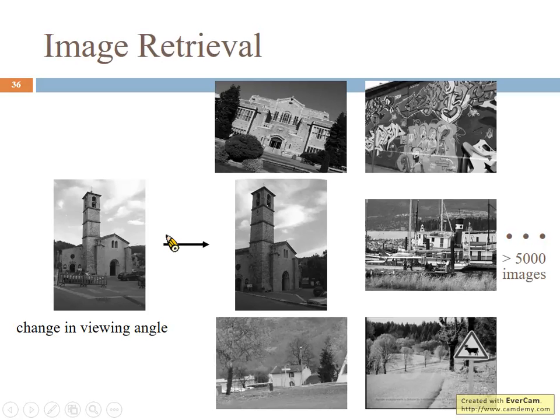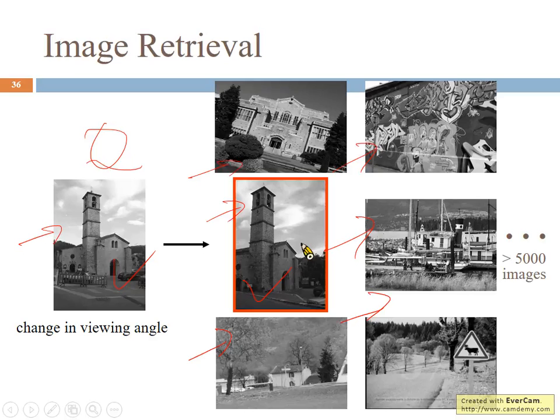We can use the SIFT descriptor to do image retrieval. Given a query image like this, we just compare this image with images in the database. The way we do this is we extract SIFT descriptors from the query image, and we also extract SIFT features from all the images in the database, and then we just do feature matching. And if the number of matched key points is larger than a threshold, then we say that this figure is matched with this figure.